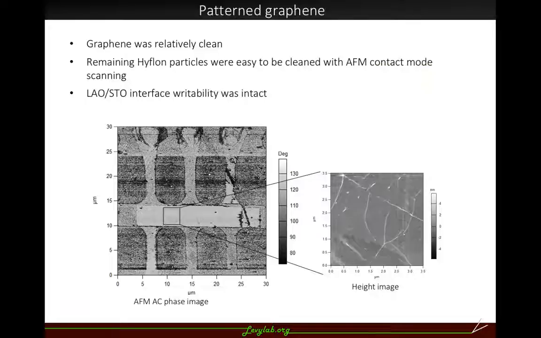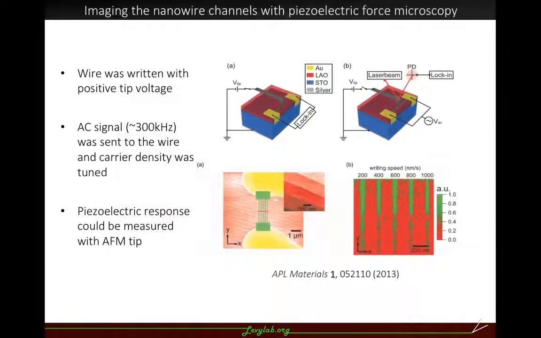And this is a patterned sample. We see that the graphene is relatively clean, and there are some particles left on the surface, but those can be easily removed by contact mode scanning with AFM. In this picture the terraces of the LaAlO₃ are clearly visible, so we know that the sample is atomically clean. The most important thing is that the sample is still writable after this transfer and patterning process.